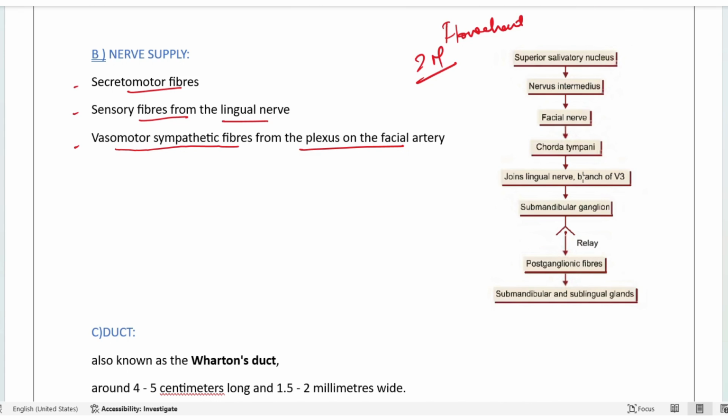So let's see this flowchart. We have superior salivatory nucleus which gives the nervus intermedius. Then it goes to the facial nerve, chorda tympani. This chorda tympani joins the lingual nerve, which is the third branch of the trigeminal nerve. Then it goes into the submandibular ganglion where it relays into the postganglionic fibers and at the end supplies the submandibular and sublingual glands. So this flowchart you should draw.